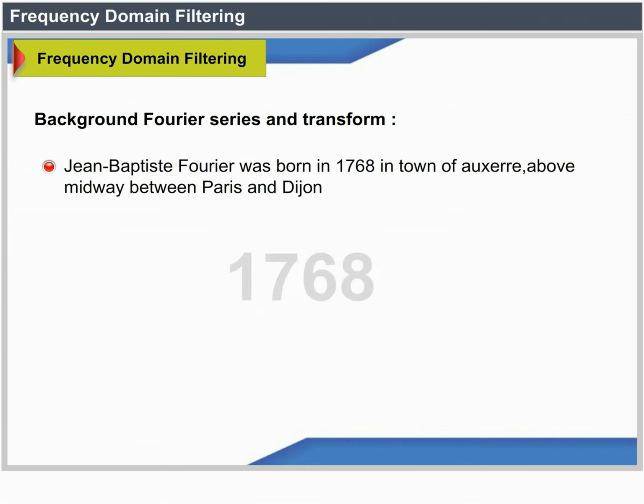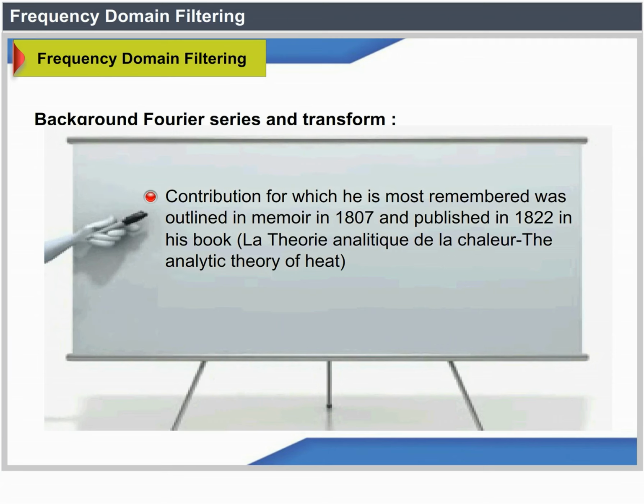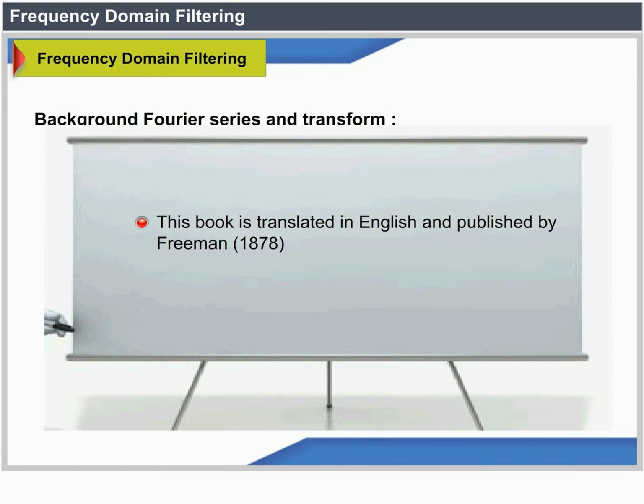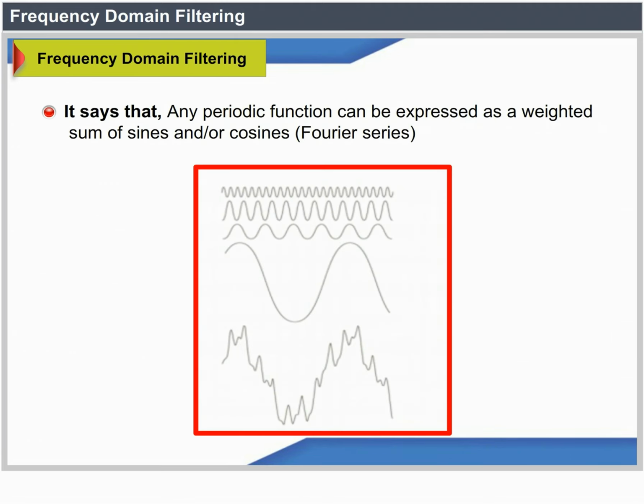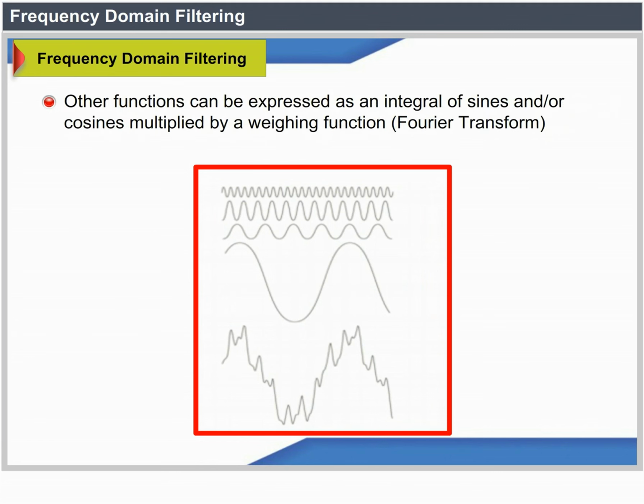It says that any periodic function can be expressed as a weighted sum of sines and/or cosines, the Fourier series. Other functions can be expressed as an integral of sines and/or cosines multiplied by a weighting function, the Fourier transform. Functions can be recovered by the inverse operation with no loss of information, with applications to image enhancement. The function at the bottom is the sum of the four functions above it. Fourier's idea in 1807 that periodic functions could be represented as a weighted sum of sines and cosines was met with skepticism. Primary concepts. 1. Complex numbers.